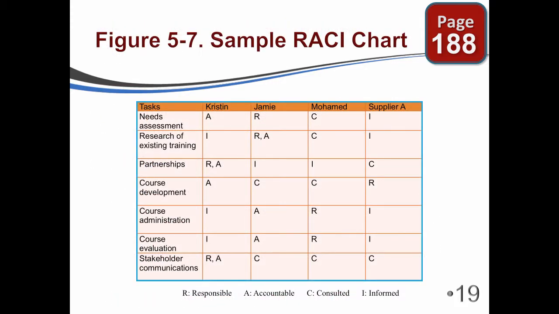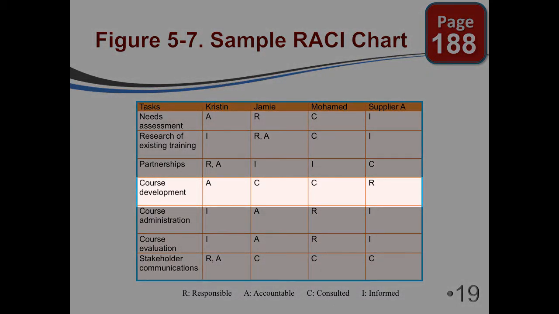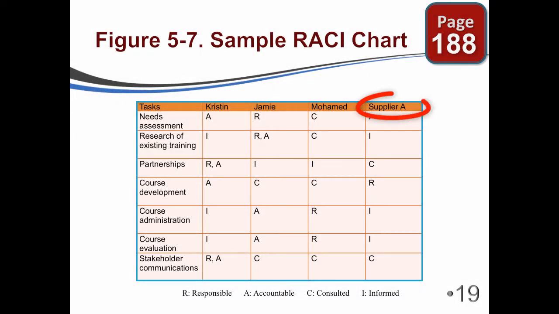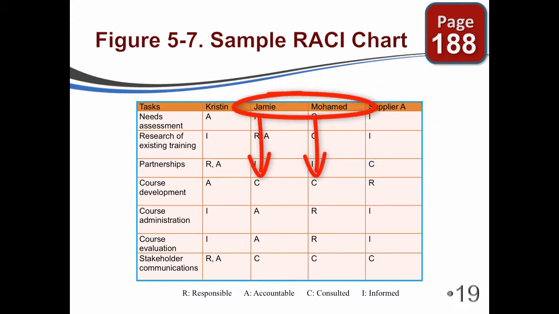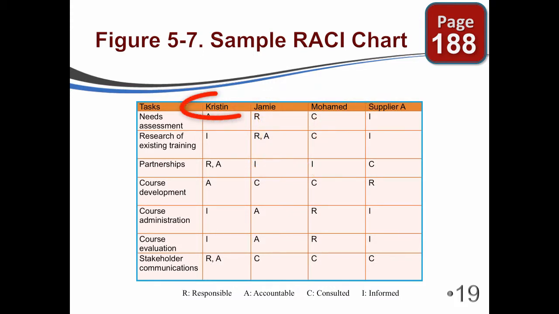This is a sample RACI chart from page 188 of your book. Let's just take an example. Let's take the course development. So supplier A is actually going to be responsible for development. Jamie and Mohammed are going to be consulted. They may help with the development, but Kristen is going to be signing off. She's the one that's actually going to inspect to make sure the quality is there and that everything has been done according to the plan.